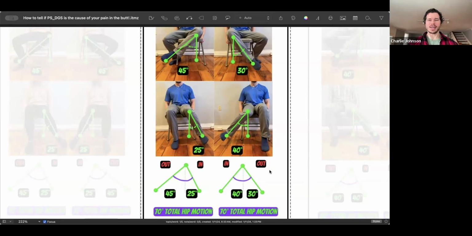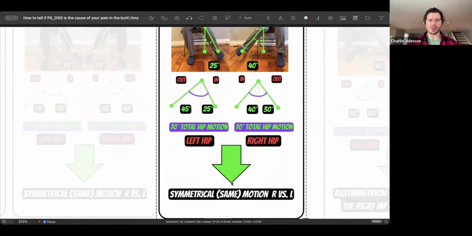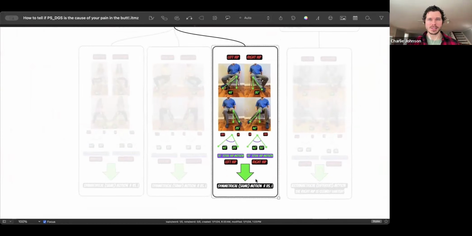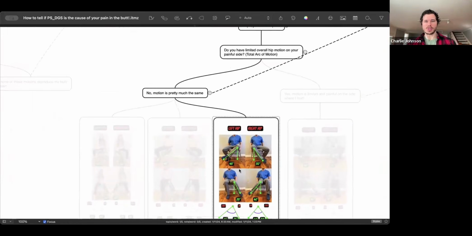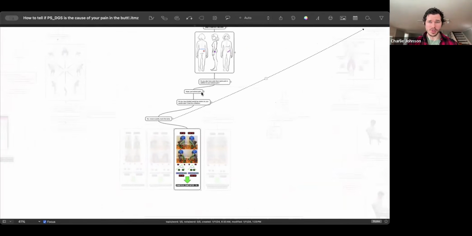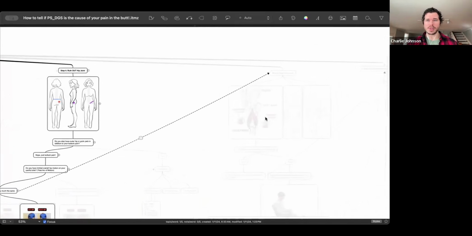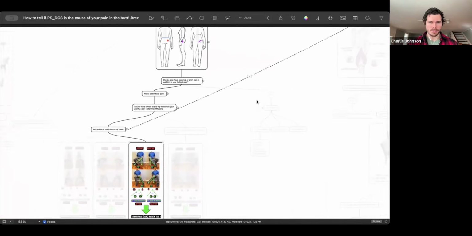This is not a tight or painful or restricted hip. In fact, the motion is symmetrical. Where I get the motion, one way or the other, changes a little bit, but the total arc is identical. Tricky stuff. Pretty cool. Here's the cool thing: you can do this on your own. Just go through this process. The motion is pretty much the same. If the motion is pretty much the same, you can say, hey, probably not a hip joint problem. Let's go to the next thing. We'll get there in a moment.